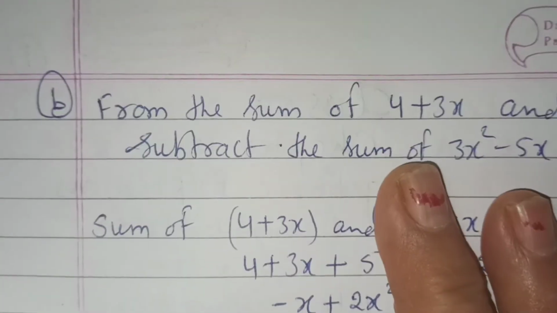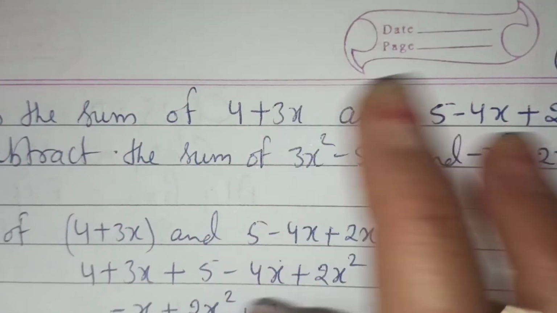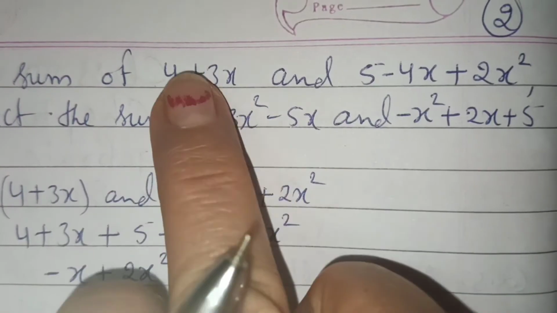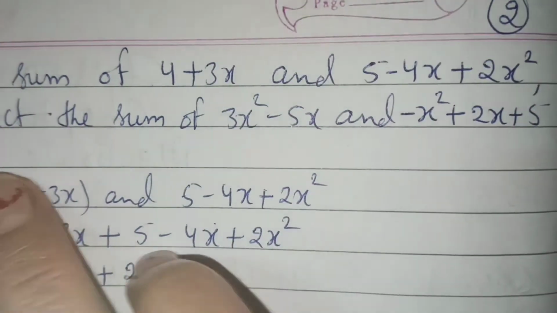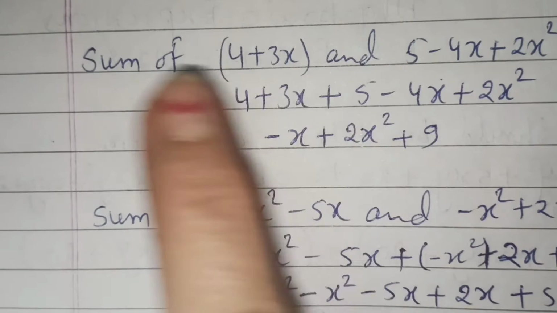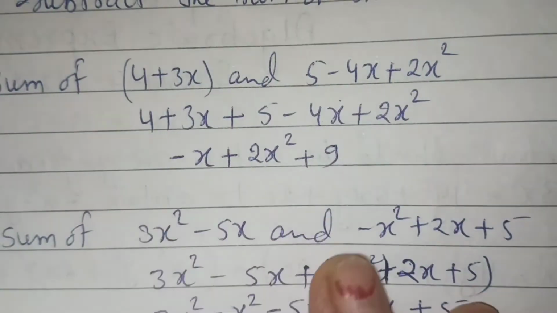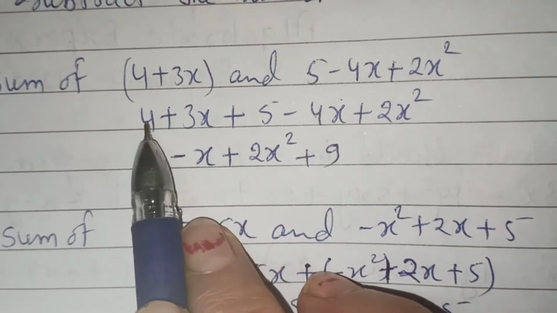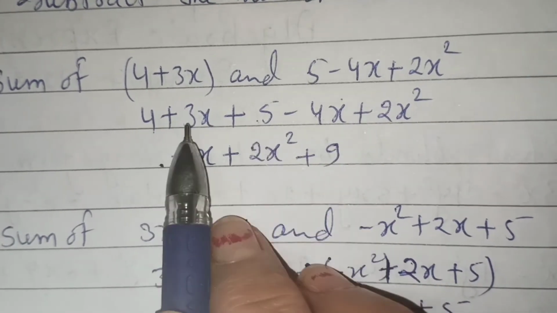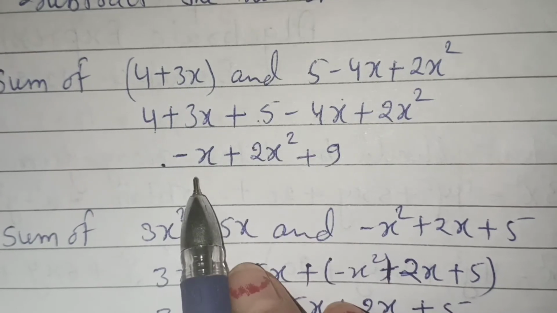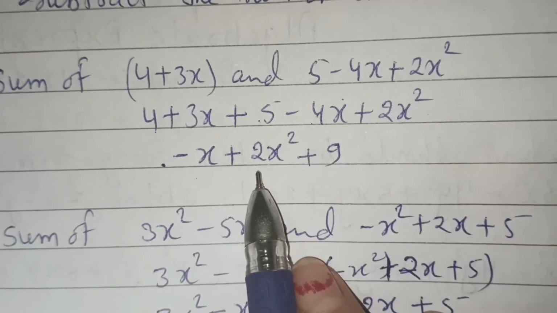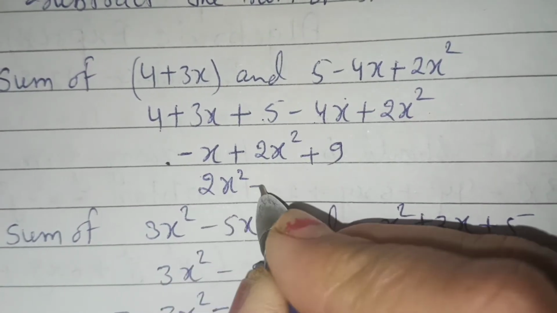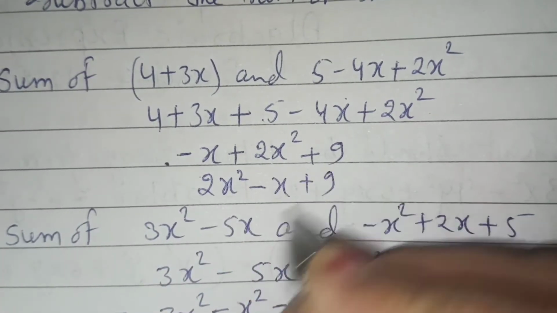Now come to the next question. See in the next question what is given. From the sum of this and this, subtract the sum of this and this. So we have to find the sum of first and second and then the sum of third and fourth. So the sum of first and second expression, we got answer is this minus x. Here 4 and 5 means 9. 3x minus 4x is minus x and 2x square as it is. So the sum of this is 2x square minus x plus 9.